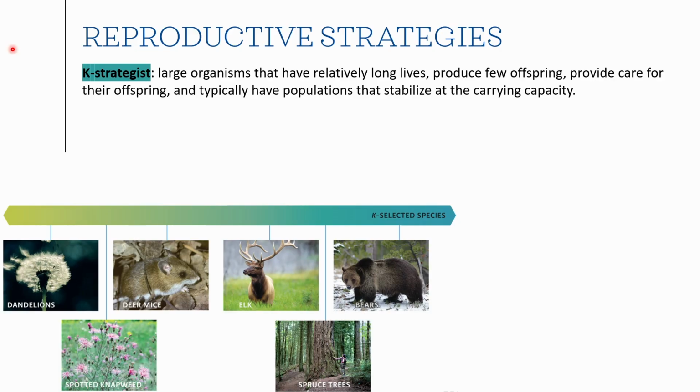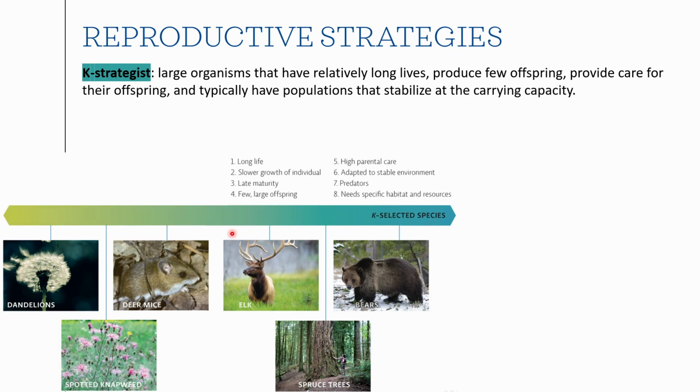K strategists are large organisms that basically live a long time. These strategists typically have populations that stabilize at the carrying capacity. I don't know if you noticed, I failed to highlight this for you, but the carrying capacity is usually symbolized by the letter K in any kind of equation, and it's a capital K. So that's why we call them K strategists or K-selected species.